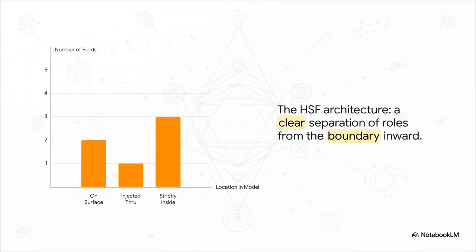This chart here just makes that whole architecture super clear. In that first bar, you see K6 and K5, the tension and timing fields. They live right on the surface of the container. The second bar shows K4, which gets injected through that surface into an internal depot. And finally, the third bar shows K1, K2, and K3, the stuff we're actually made of, which exists strictly inside, never touching the boundary at all.